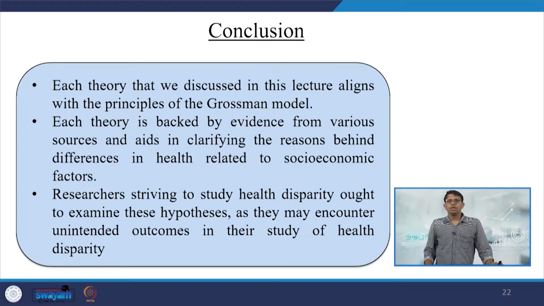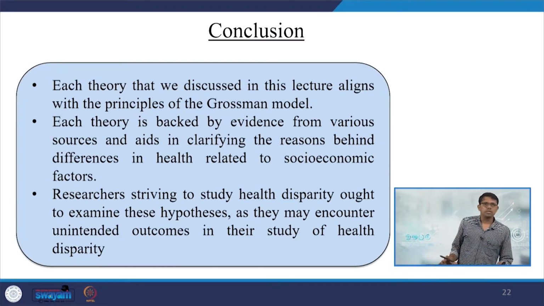Okay. So, what is the conclusion out of our discussion? Here, each theory that we discussed in this lecture aligns with the principles of Grossman's model. Each theory is backed by evidence from various sources and helps clarify the reasons behind differences in health related outcomes, factored in through socio-economic issues or vice versa. Researchers striving to study health disparities ought to examine these hypotheses, as they may encounter unintended outcomes in their study of health disparities.